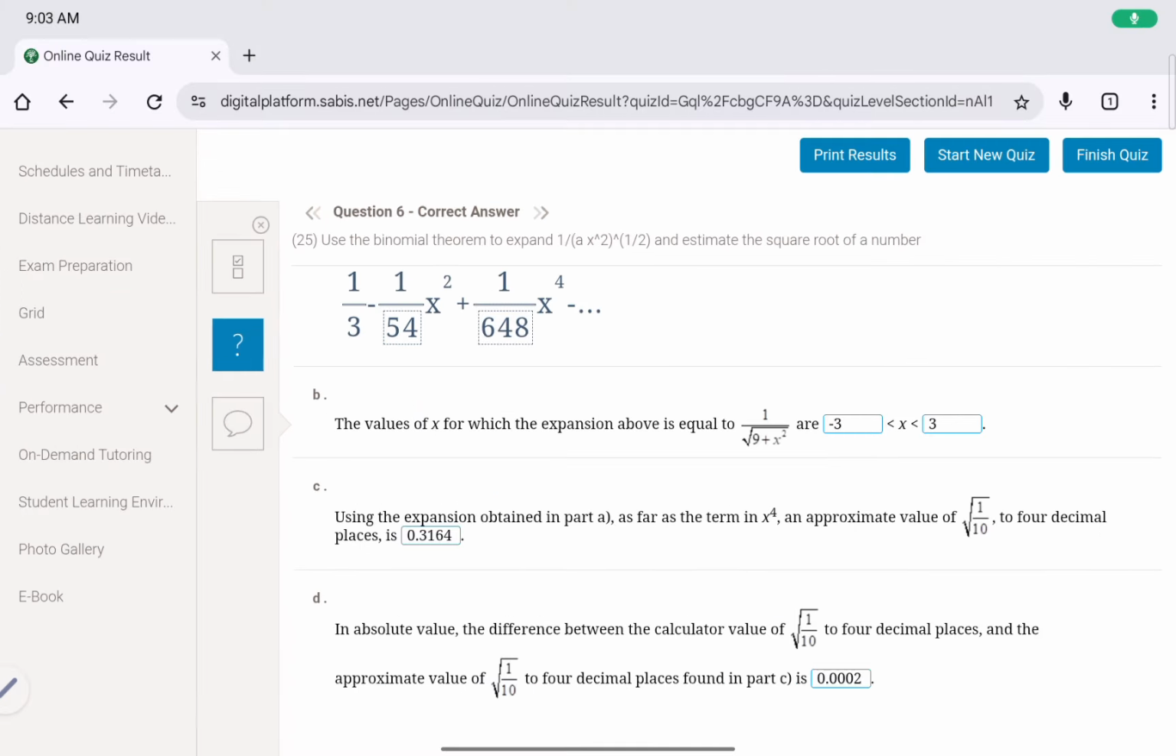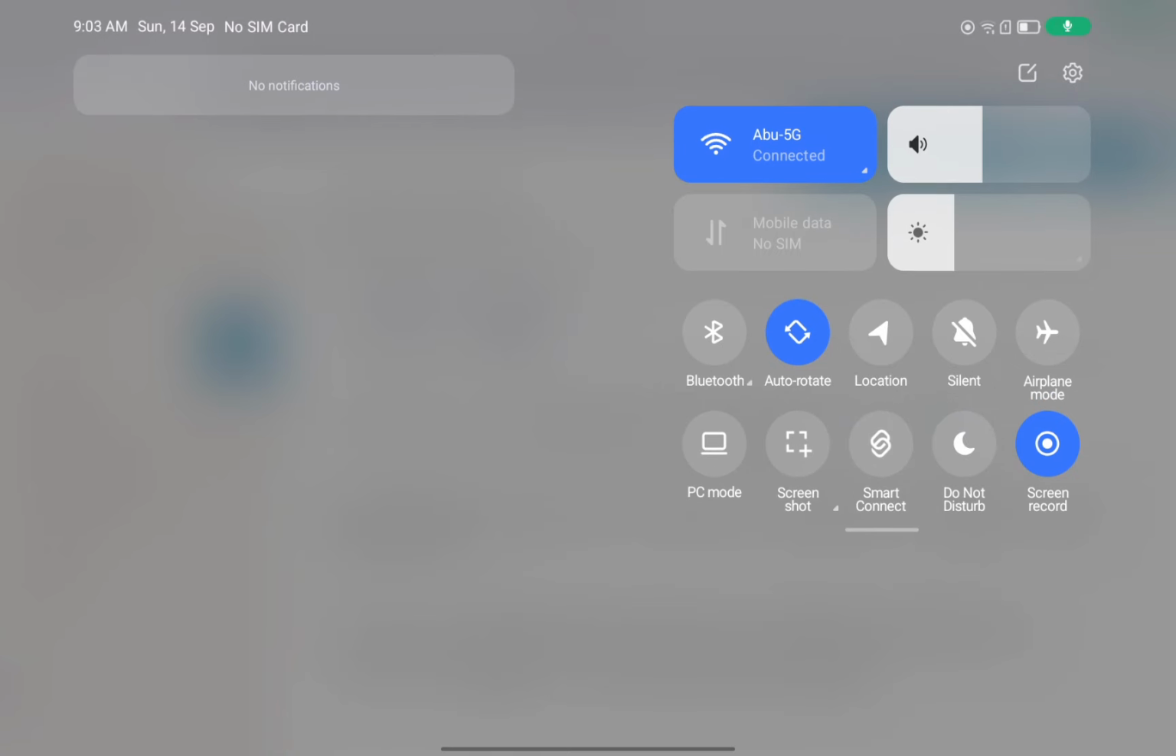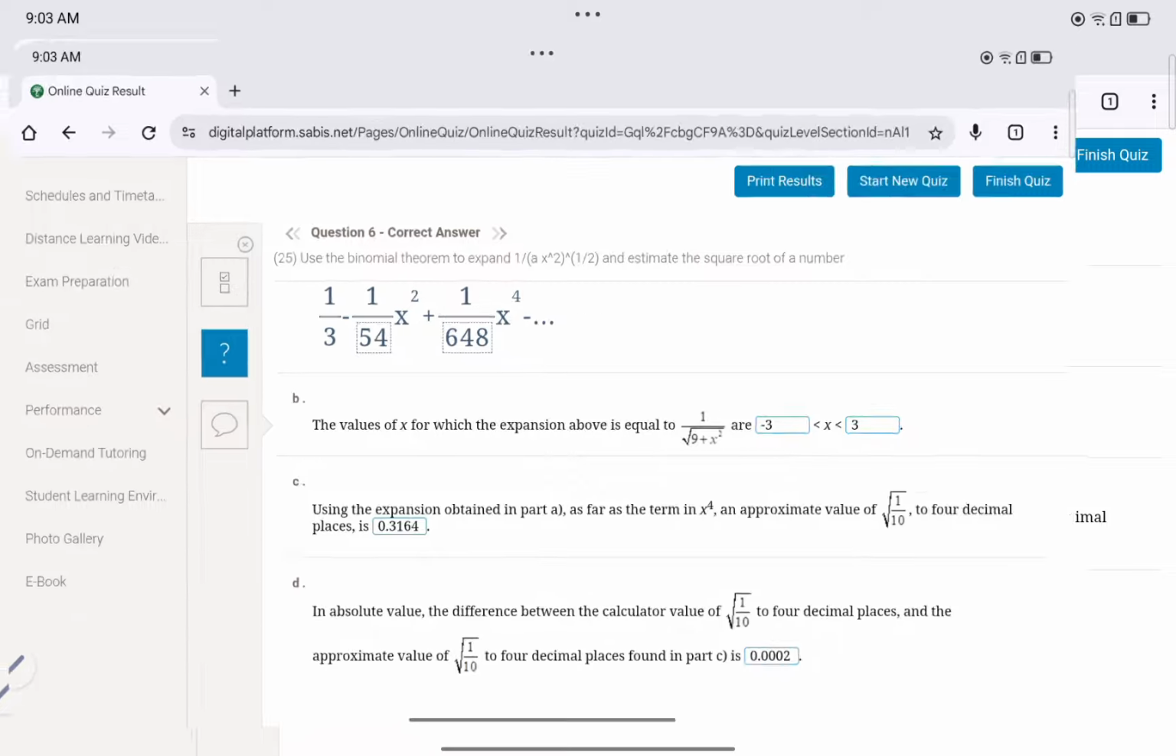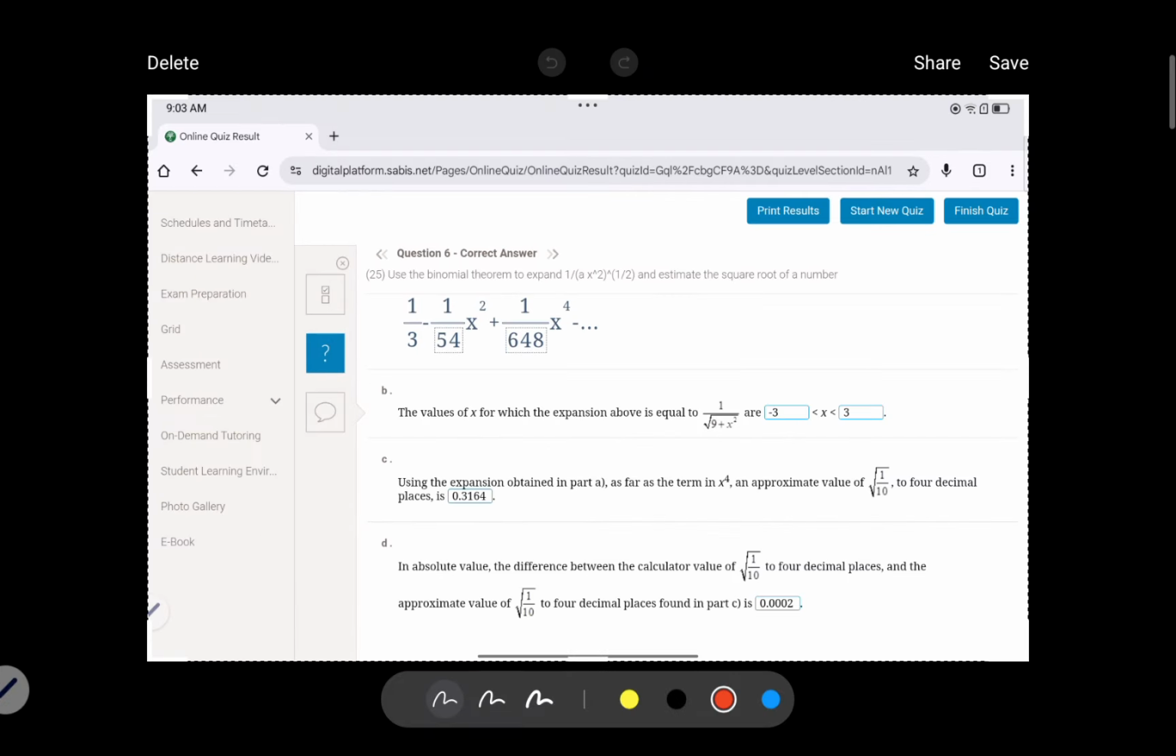Okay, now part B. They want the values of x for which the expansion above is equal to 1, and then radical 9 plus x squared. Okay, so you have to know this rule in your head. Second term in absolute value is less than 1.